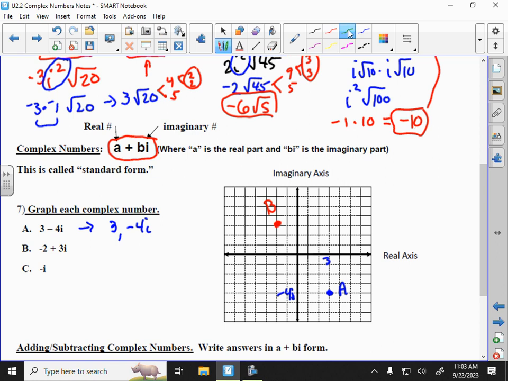All right, and then let's do this last one, -i. So this is the same as 0 plus 0 minus i. All right, so 0 is the real number, and the -i is the imaginary number. So we don't go left or right any, we'll just go down to -i or -1i. Okay, and so this point right here is a complex number, -i, and so we'll just give it letter C.